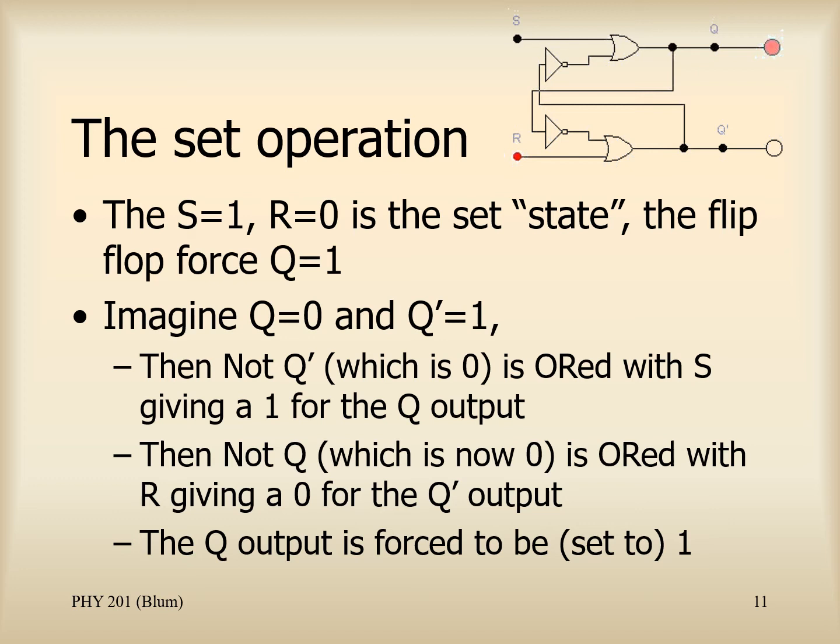That 0 is ORed with the R input, which is a 0. So you have 0 ORed with 0, and the Q prime is now a 0. So we have changed the state, and now Q is 1 and Q prime is 0. And once it reaches that state, then it will be happy and it will stay there.